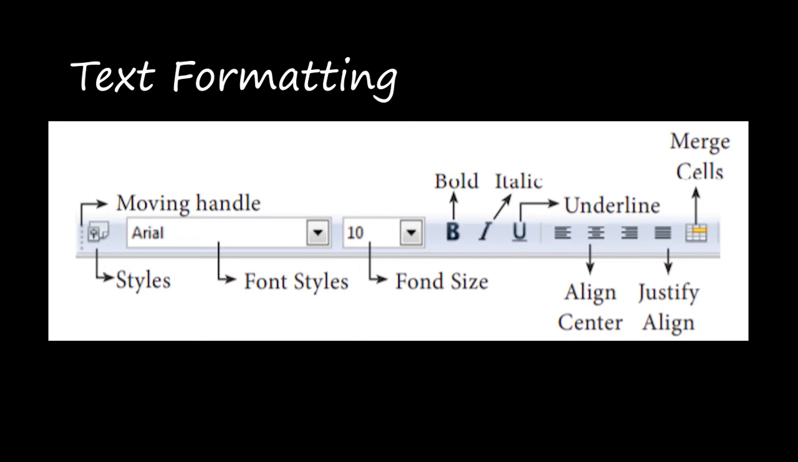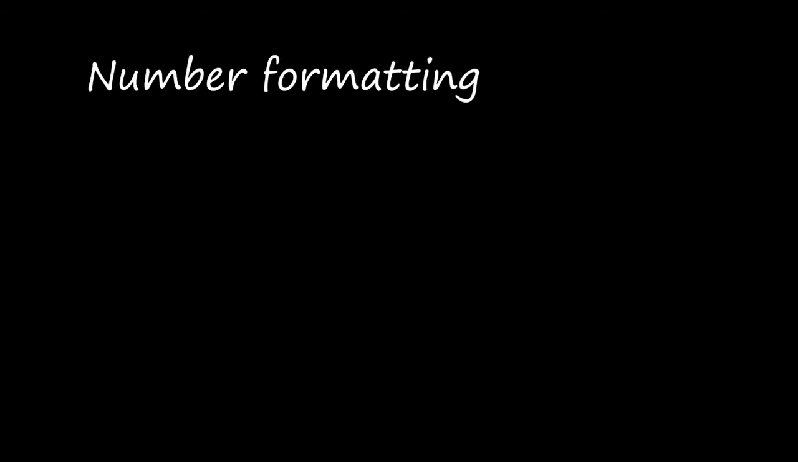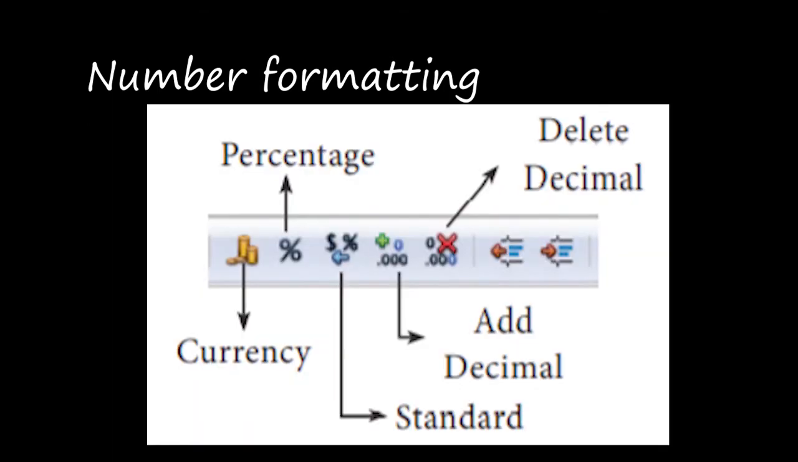Okay. Next one is about number formatting. Number formatting is used to visually change the format of numeric content. These formatting changes are only visual. That means it does not change its original value. We can say that to display a number in currency form, use this number format currency.